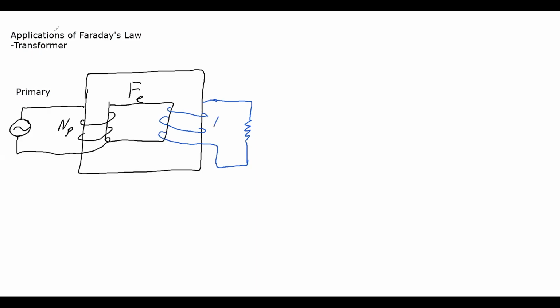Okay, and I'll call this NS. So I have a primary circuit and a secondary circuit. As I start to have an AC power supply here, we're going to have flux being created here. As I have these coils going around, a flux is created like this.